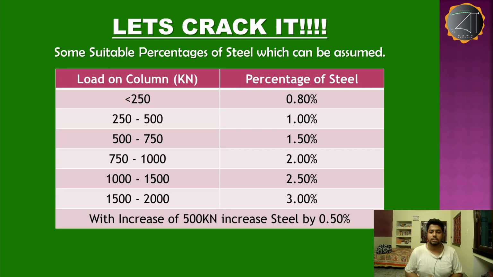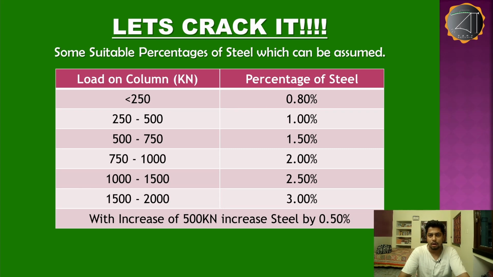Now how much reinforcement percentage steel should we consider? From my experience, I have found that the following percentages are suitable. If the load on the column is less than 250 kilonewton, then 0.8% steel is quite good. If the load is between 250 to 500 kilonewton, then 1% steel is quite good and holds good for that.